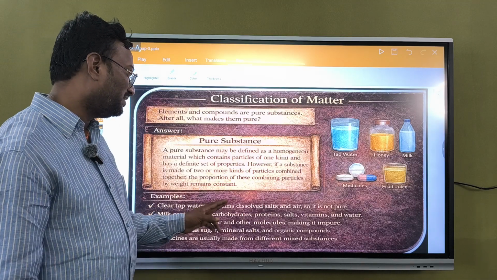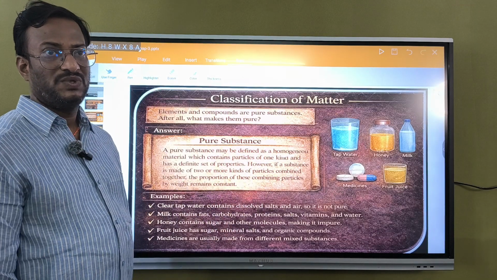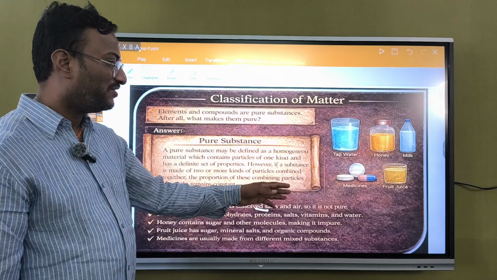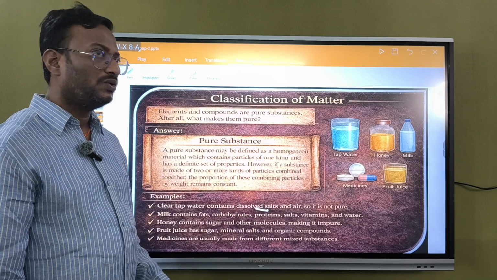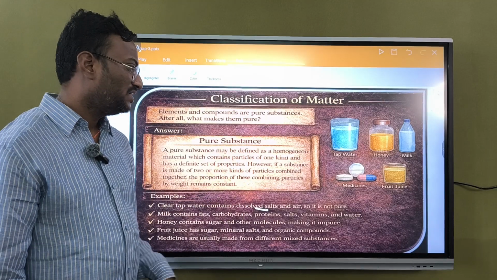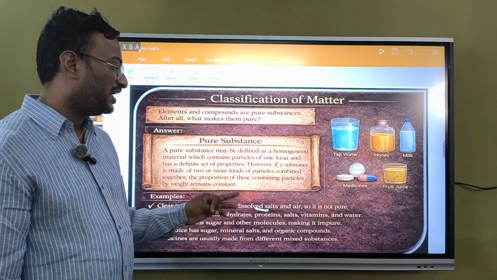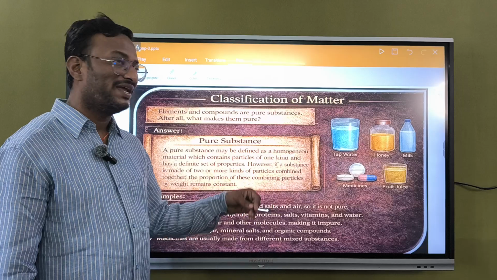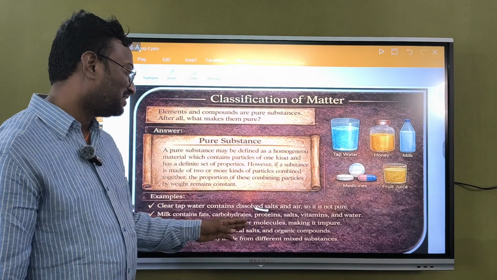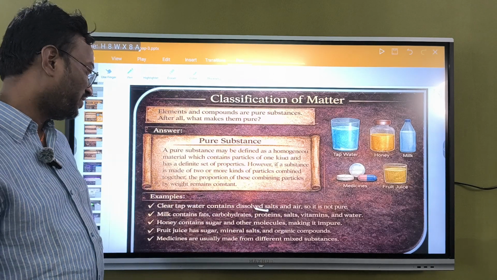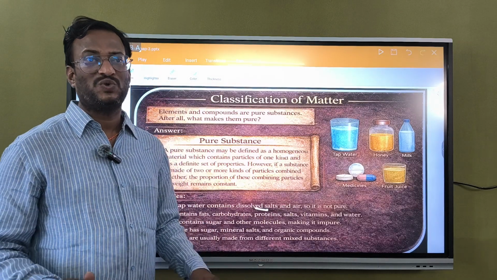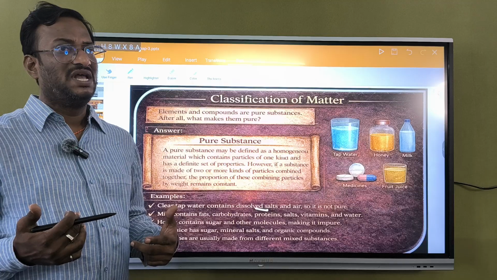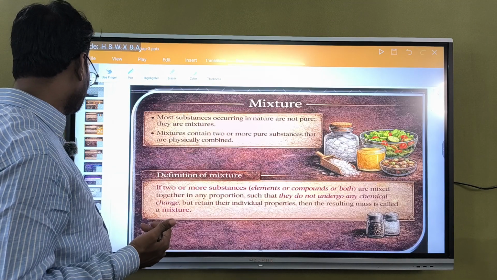Next example: clear tap water containing dissolved salts and air is not pure. In tap water we get different kinds of dissolved salts, and air, including oxygen, is also mixed in. Air itself has dust and different components mixed, so it is not considered pure. Milk contains fats, carbohydrates, proteins, salts, vitamins and water, so it is also not pure. Honey contains sugar and other molecules, making it impure. Fruit juices have sugar, mineral salts and organic compounds, so they are also impure. Medicines are usually made of different mixed substances, so they are also impure. In nature, we almost always get only impure substances. Very few pure substances are available in nature.